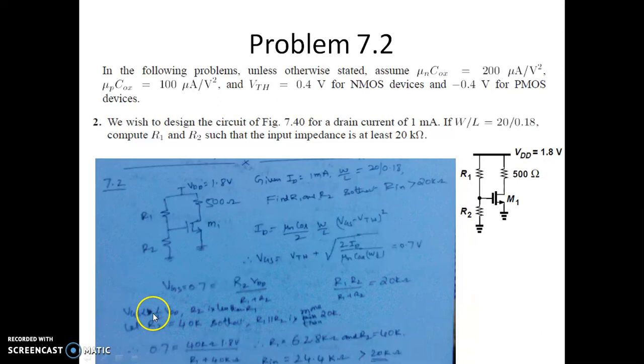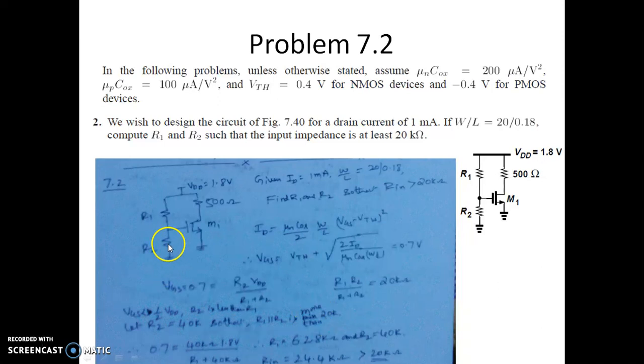Now, since VGS is less than half of VDD, whatever resistance you assume for R2 is going to dominate the entire input impedance, because R2 is going to be lesser than R1, because we want a voltage less than half of this 1.8. So let us ensure that the value of R2 is twice the required input impedance, which is 20 kilo ohm. So that's why we are assuming this as 40 kilo ohm, so that R1 parallel R2 is a minimum of 20k.